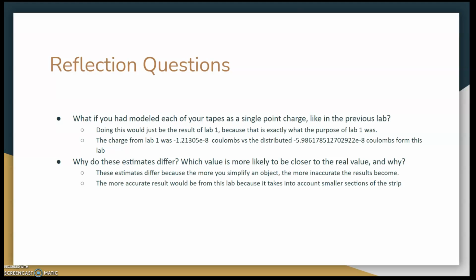Well, why do these estimates differ? Which value is more likely to be close to the real value? And why? Well, these estimates differ because the more you simplify an object, the more inaccurate the results become. If we were to simplify an entire piece of tape as one point charge and give it only one force, it would be quite inaccurate versus spreading out the charges into multiple pieces and then calculating each of those. So the more accurate result would be the pieces of tape set as a line of charges.